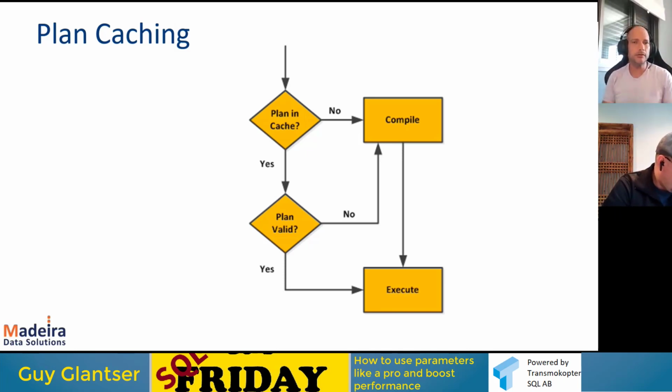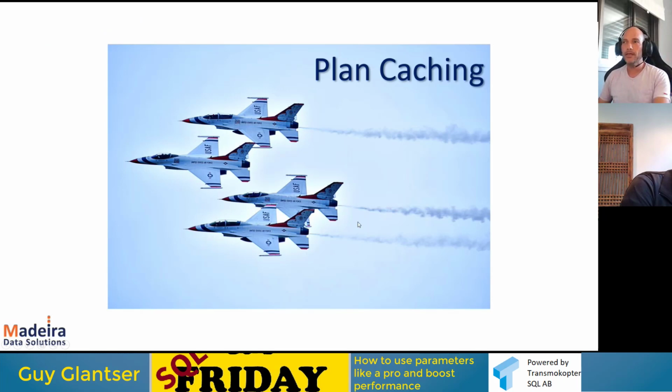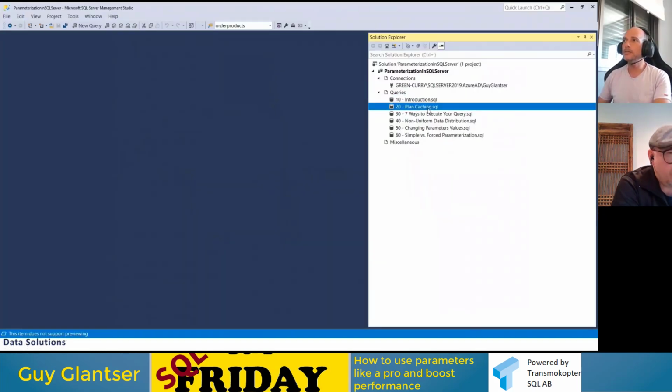And of course, there are other reasons why a plan might become invalid. So SQL Server needs to make sure that the plan that is currently in cache is valid. If it is, it will go to use it right away. Otherwise, whether there is no plan or the plan is invalid, it will need to be compiled again and then executed. Okay, so this is the process. And let me show you a demo about plan caching.